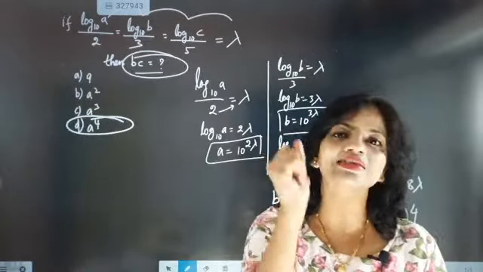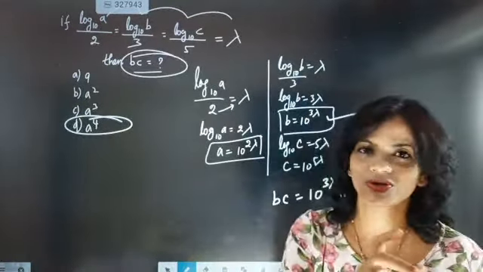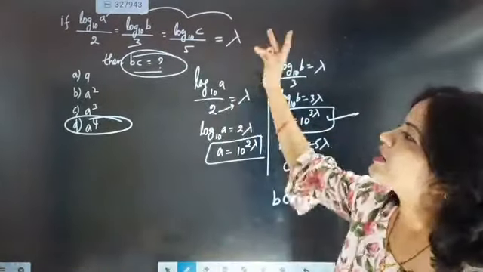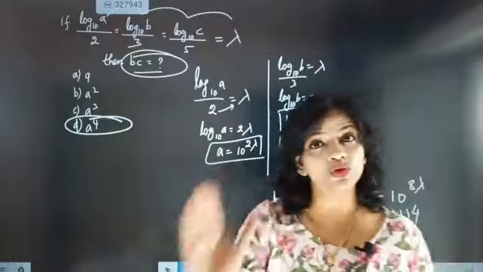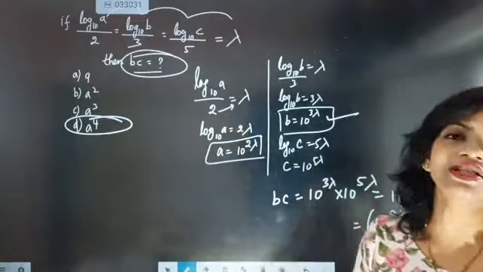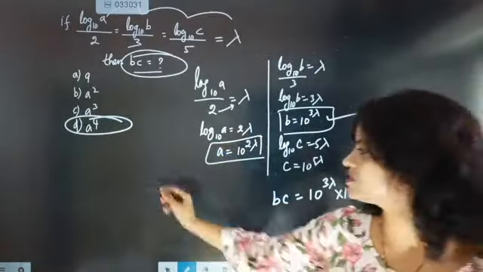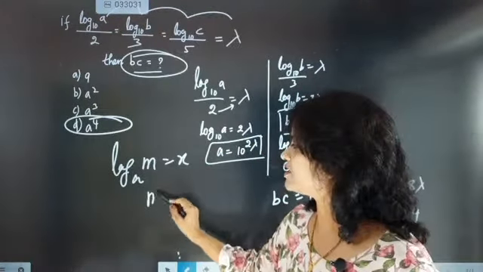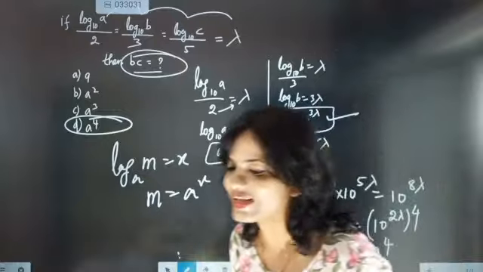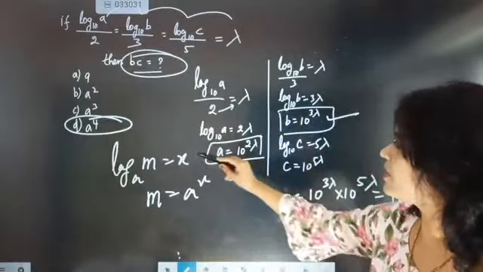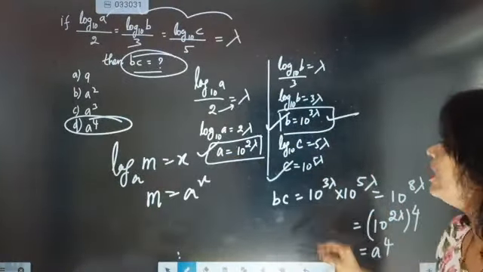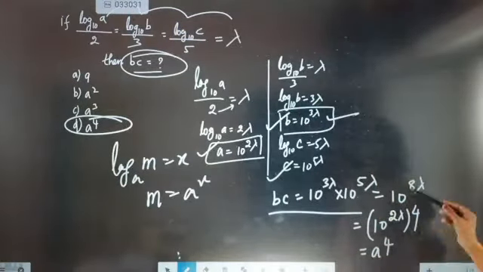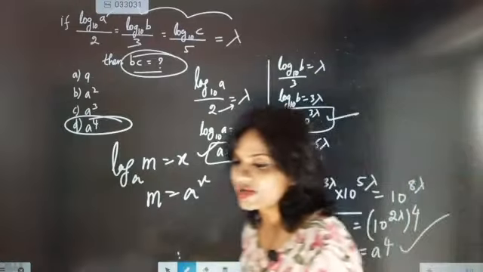You have to quickly think about what the approach should be when you don't know how to solve this question. Take this equal to lambda, and if you know the property, the first step is to shift 2 towards lambda, so 2 lambda is coming. Then one simple logic I told you: if log base a of m is equal to x, then m is equal to a to the power x. Directly we applied that, and we got the b value and the c value, but we wanted the bc value. So we multiplied b and c, and then we got a to the power 4. I hope you have understood this one.